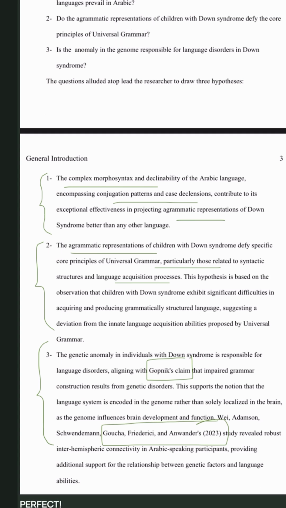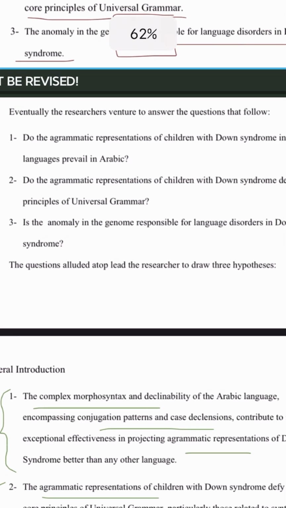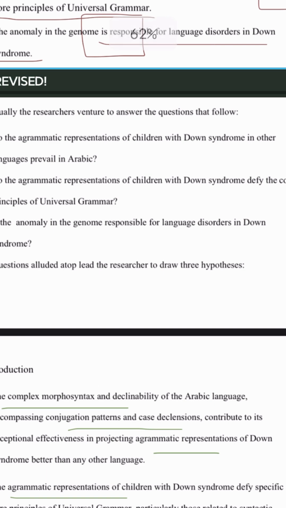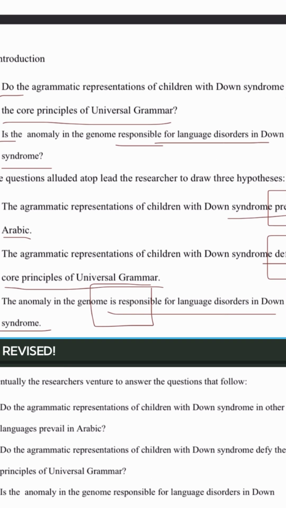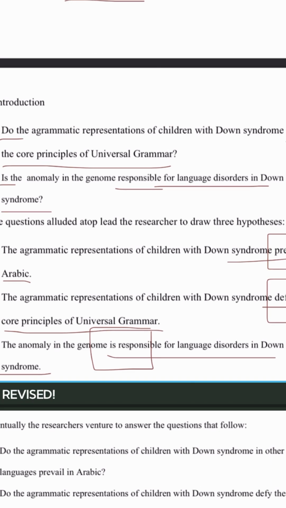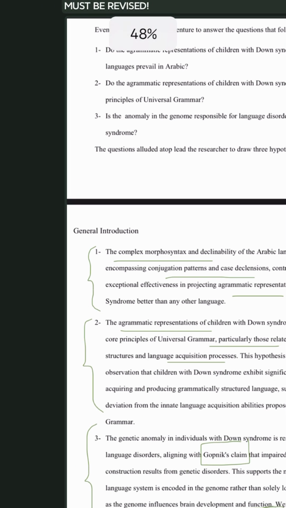So in here, let's just take a look at the questions again. Do the agrammatic representations of children with DS prevail in Arabic? In the first one, we were like, oh yeah, they do prevail. You see? Here, prevail. In here, look at the rich assumption.